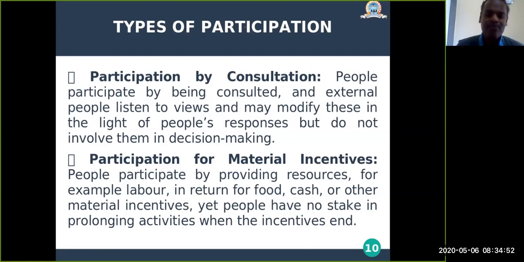But here still people have no stake in your process. Your level of participation is increased, but still they do not have any say in your process, because once the incentives are over, their participation is also going to be over. So up to the level of incentives, you are allowing the community to participate.